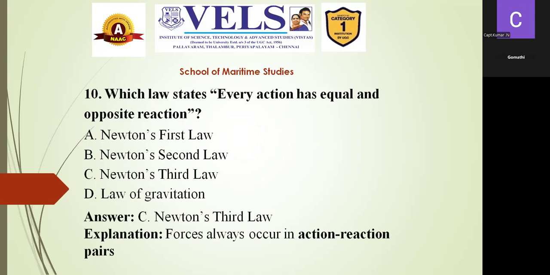Option D, the fourth one, is the law of gravitation. The force between two masses is directly proportional to the product of the two masses m1 and m2 and inversely proportional to the square of the distance between them. This is the law of gravitation. But in this question, they are asking which law states every action has an equal and opposite reaction. This is Newton's third law.